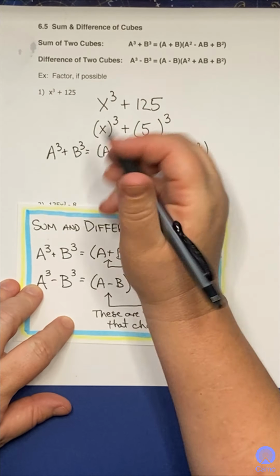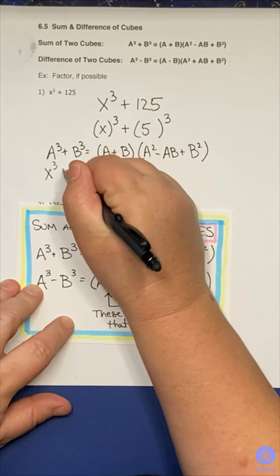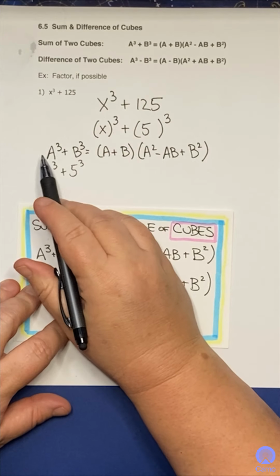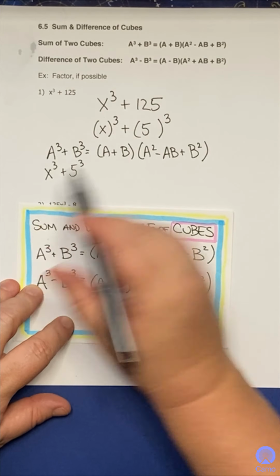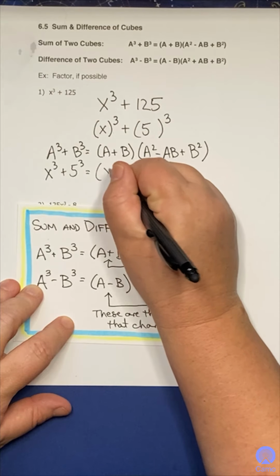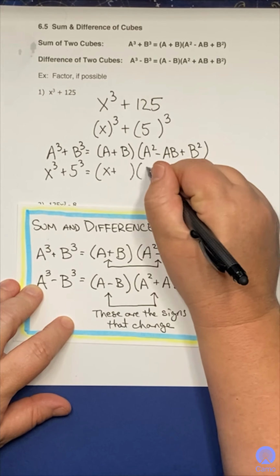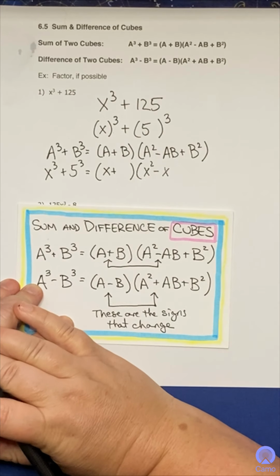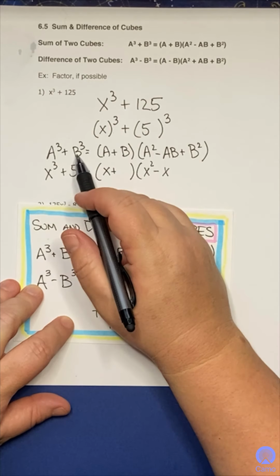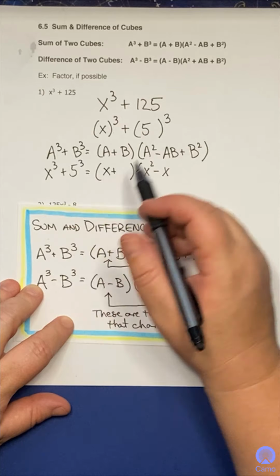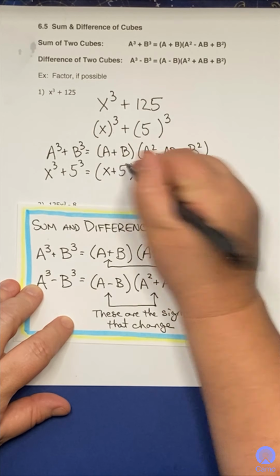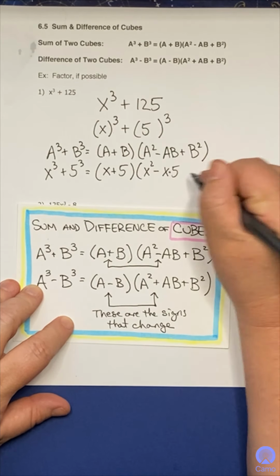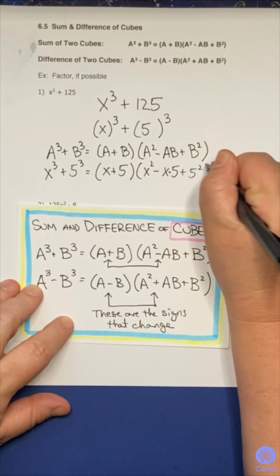Okay, so I've got x cubed plus 5 cubed. Everywhere I see an a, I'm going to put an x. So I got an x there, an x squared there, and an x there. And then b is going to be 5. So everywhere I see a b, I'm going to write 5 there, 5 there, 5 there.